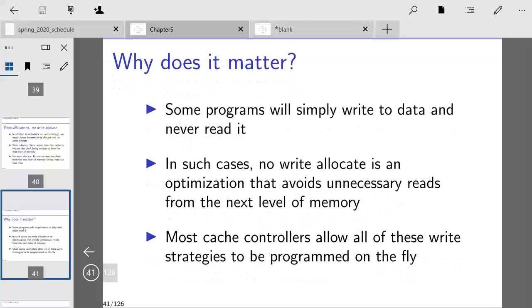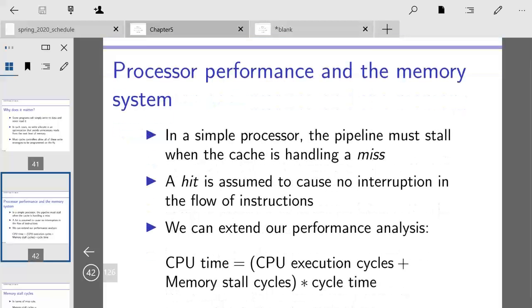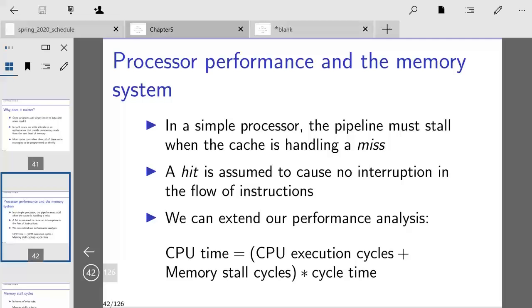No write allocate is actually a pretty popular strategy. There are a couple of other strategies that we talk about in the graduate class that have very subtle nuances between the two. But anyway, that's write allocate and no write allocate. A lot of cache controllers allow you to program this on the fly, so you can adjust the caching strategies based on your particular program needs. And of course, there's a lot of ongoing research on having those strategies adjust dynamically, so they see the needs of your program and adjust accordingly.